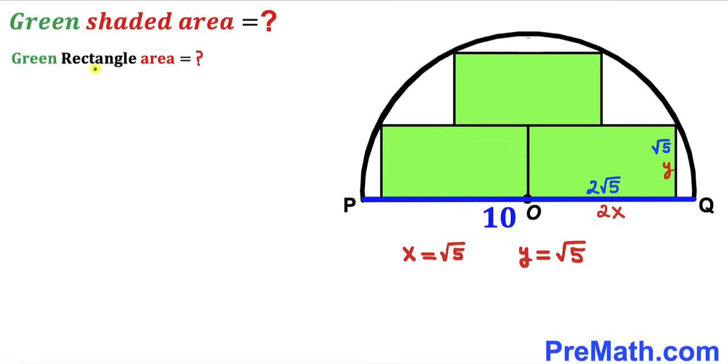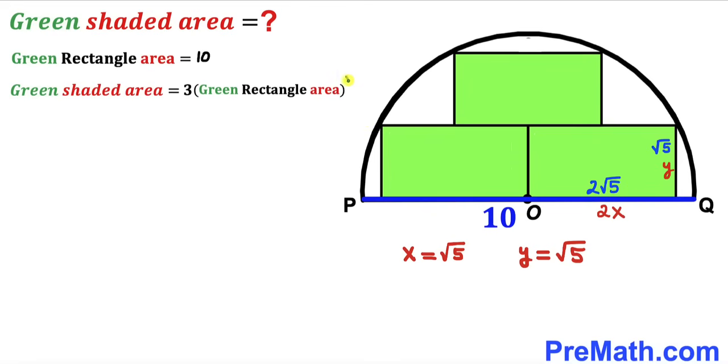Now we are going to calculate the area of this green rectangle. Let's recall the area of rectangle formula. Area is always equal to length times width of the rectangle. Here in our case the length of this rectangle is 2 times square root of 5, and the width is square root of 5. So this green rectangle area is going to be 2 times square root of 5 times square root of 5. Now we know that if we multiply these two radicals, that gives us simply 5, and that's going to be equal to 10. So the area of each of these identical rectangles turns out to be 10 square units.